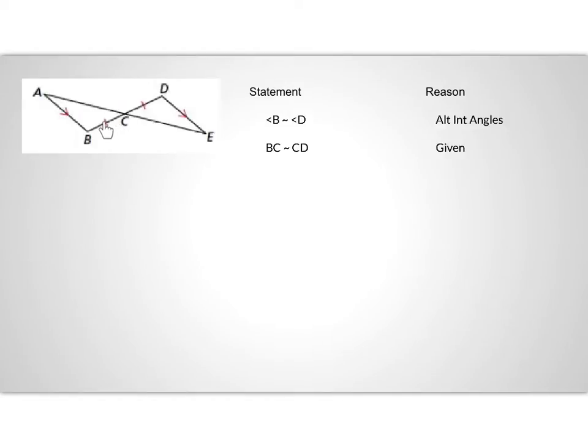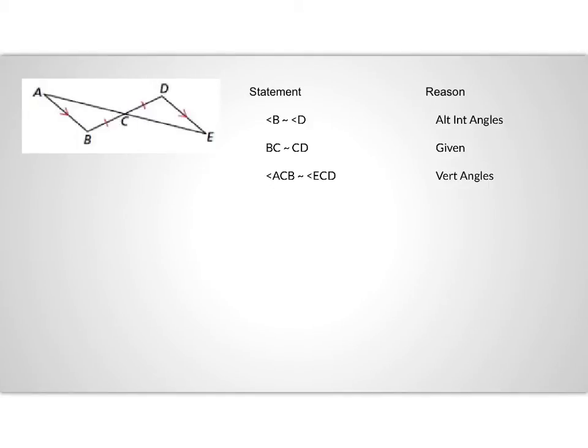Alright, so the next thing I'm going to do is the given information, so BC and CD are congruent, and that again is given information from the diagram. All right, the next one I'm going to do are the vertical angles. So ACB and DCE, those are vertical angles because they're across the X from one another, and those are congruent angles.